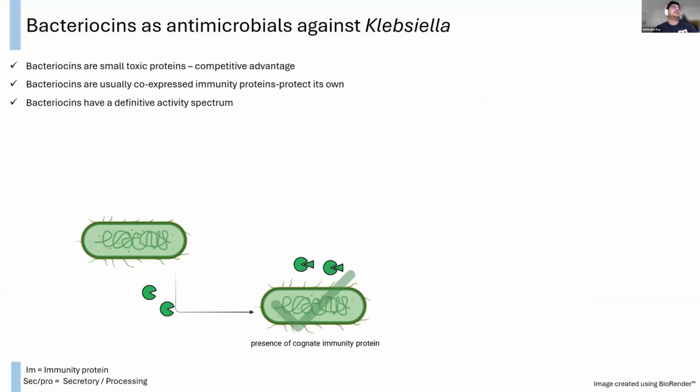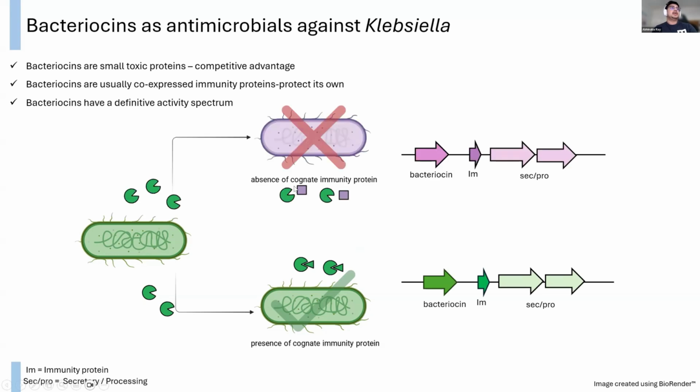And it is usually co-expressed with an immunity protein to protect its own self. So you can look at the diagram showing how the immunity protein makes the bacteriocin ineffective by just blocking its active site. And thus bacteriocins have a specific activity spectrum. If a bacterium does not have a cognate immunity protein, then the bacteriocin can target it and basically kill it.